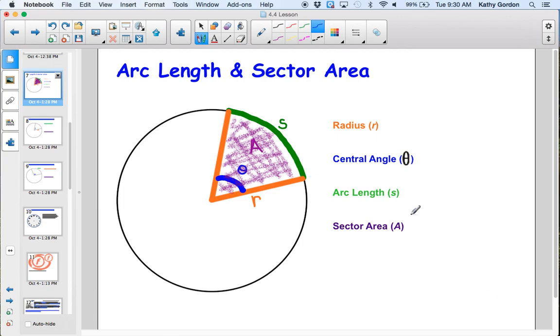Arc length is any piece of the circle. So the green here represents an arc length. In this case, the arc is being created by the initial and terminal sides of our angle. And they use a big fancy word called subtended. So our arc is being subtended by the angle. It's just a fancy way of saying cut off. And then the space that's inside of the angle and within the circle is what we call the sector area.